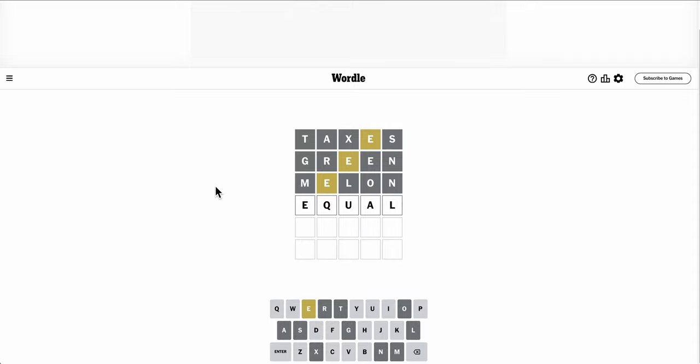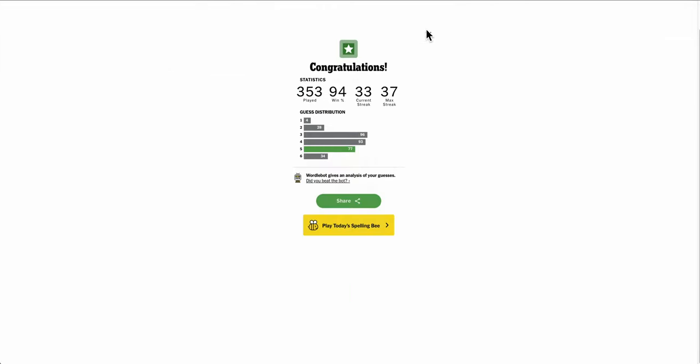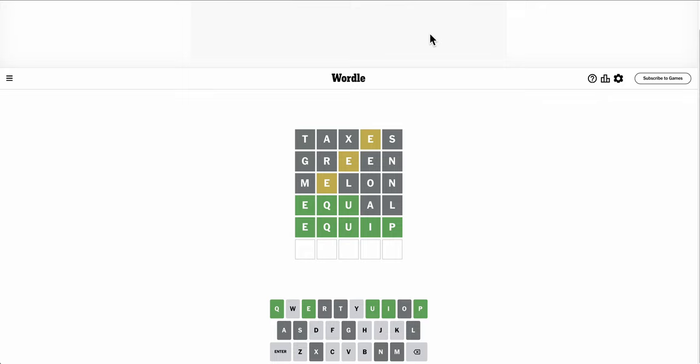I hate to use equal because that reuses letters, but you was right. Well, I may save this from the dead. Equip. I'm not sure what else would fit. This is a very poor solve path, but Q is a very unusual letter.